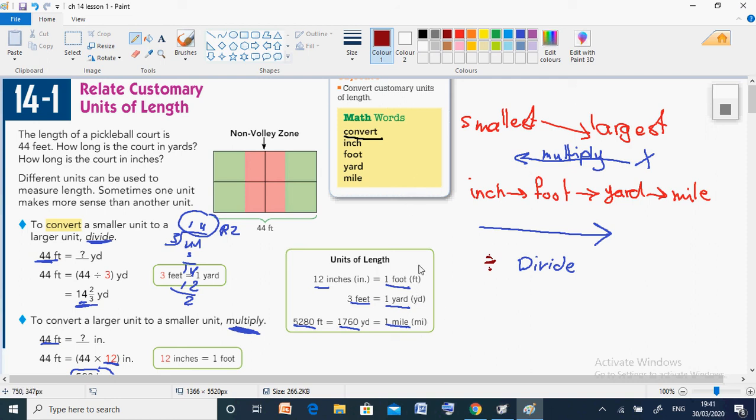Okay, and you have to keep in your mind this box. It's very important. 1 foot has 12 inches, 1 yard has 3 feet, and 1 mile has 1,760 yards or 5,280 feet. Okay, that's all.